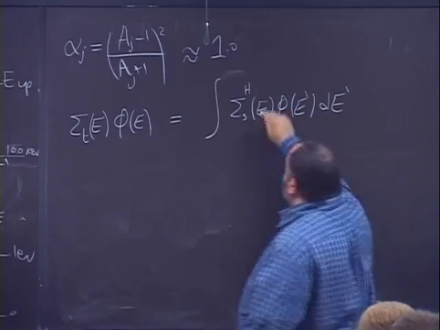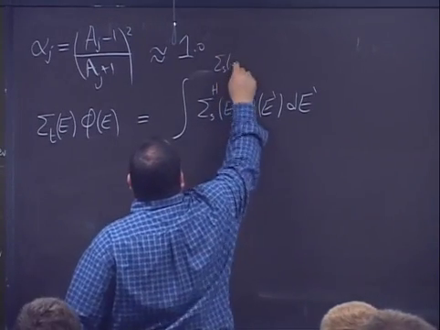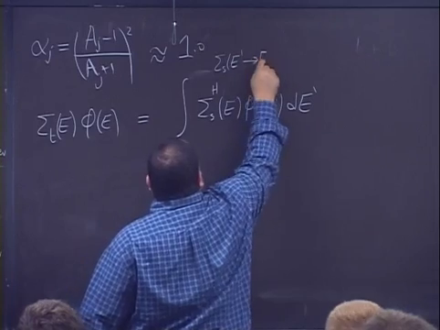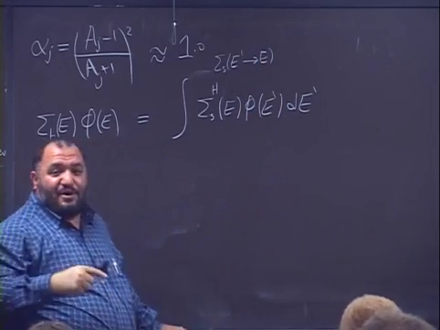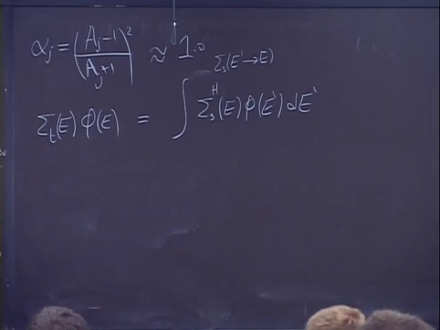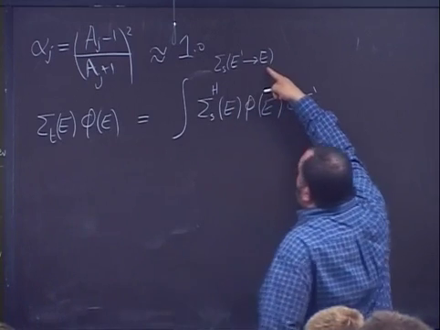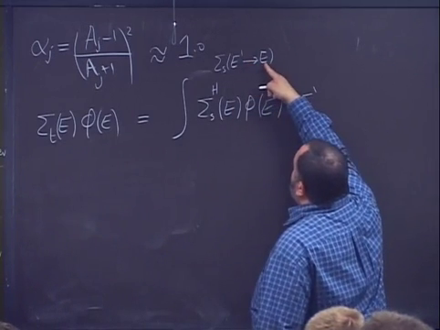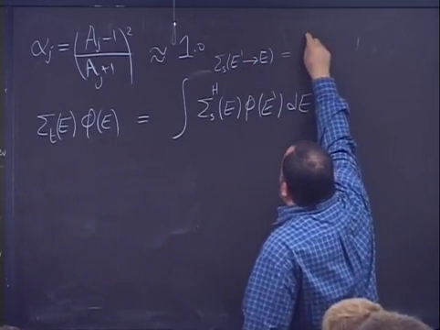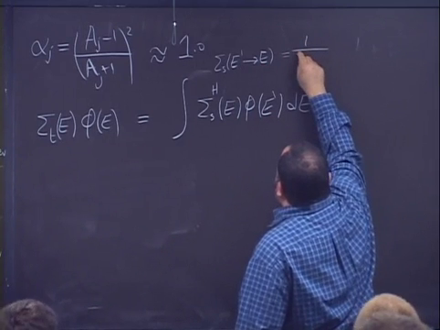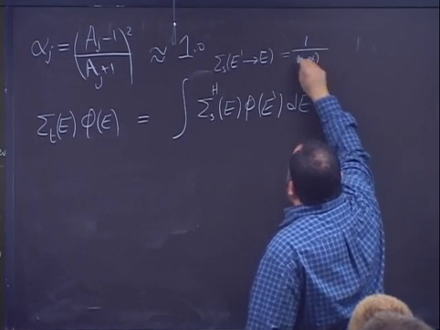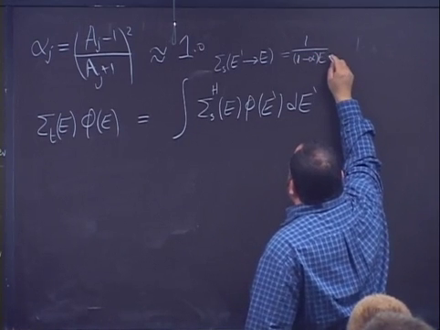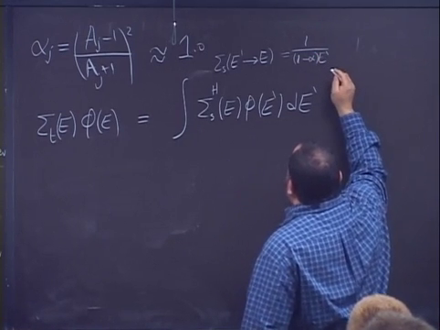And this should be sigma scattering of E prime goes to what? Goes to E. So you have a scattering at E prime that will bring you to where? To E. But what's sigma scattering? Sigma scattering of E prime goes to E. This is what? 1 over what? 1 over 1 minus alpha. Yes, multiplied by what? E prime, which is the initial E prime, yes?